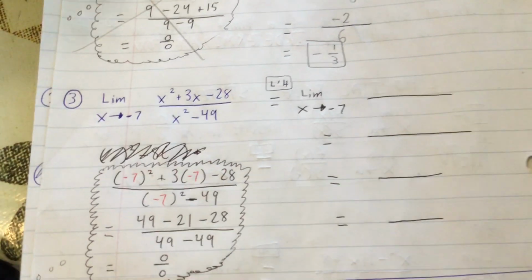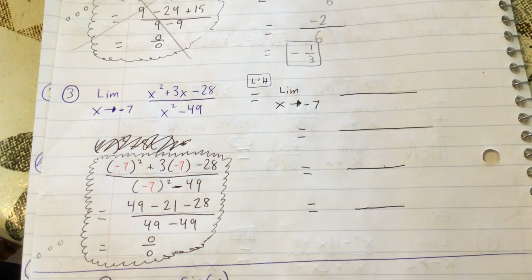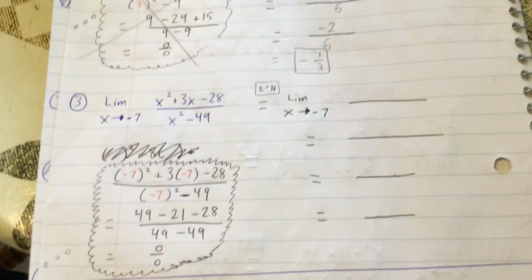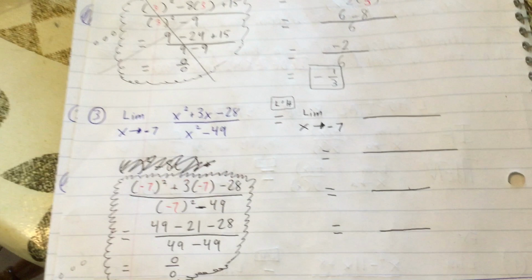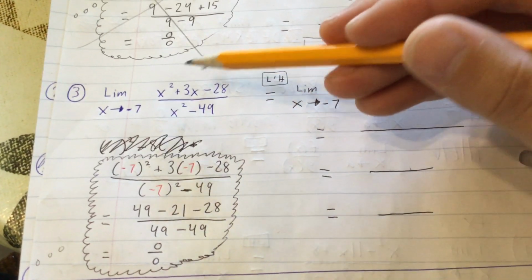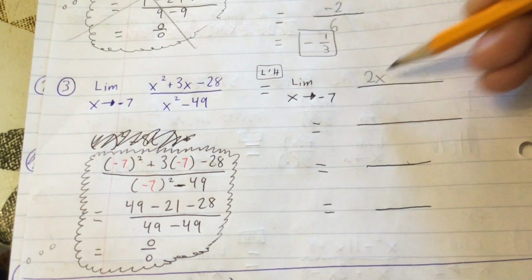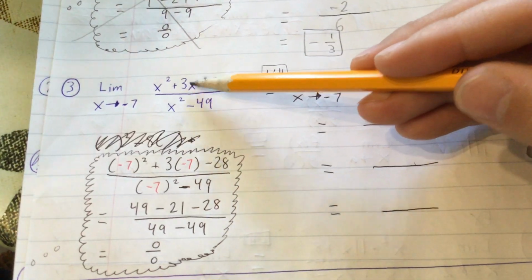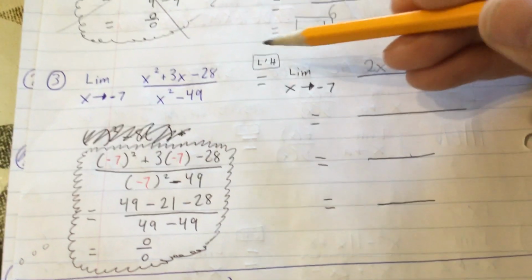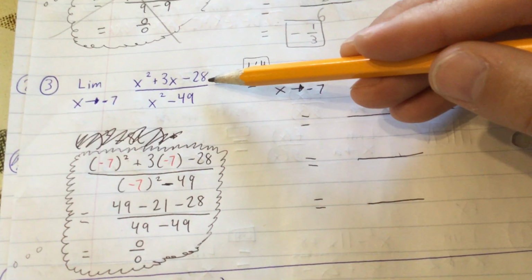So now, problem number 3, spoiler alert, we get 0 over 0. You guys want to factor or do L'Hopital's rule? That's what I thought, L'Hopital, because I put LH. But once again, we're going to do the limit as x approaches negative 7, take the derivative of the top. The derivative of x squared is 2x. The derivative of 3x is positive 3. And there's no letter next to negative 28. The derivative of negative 28 is 0.